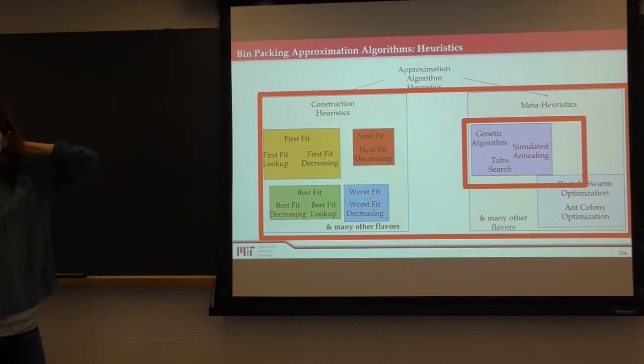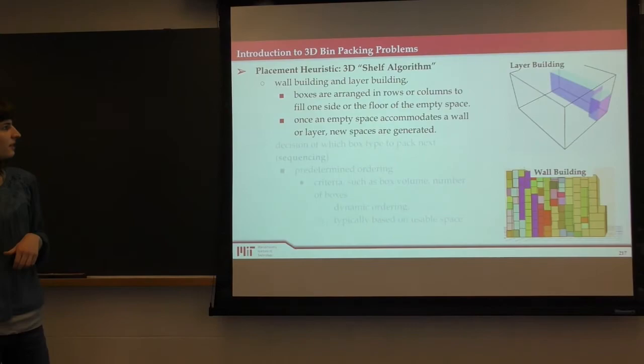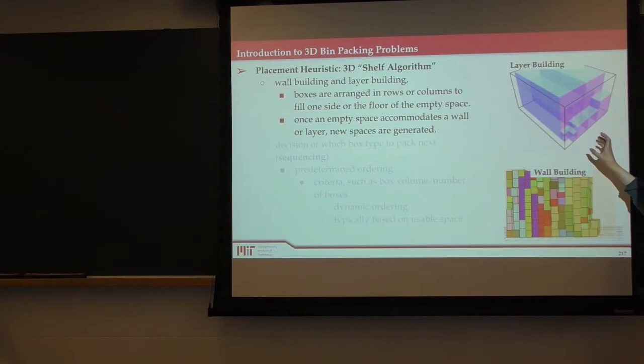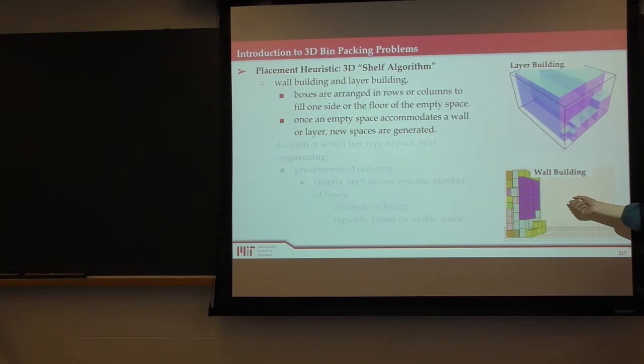But as a brief comment about the construction heuristics, you can think of these as often being an extension of the 2D types. Like there's the 3D analogies of the shelf, of the guillotine, etc. And as you can see here, this is an illustration of the wall building and layer building, which are the 3D analogies of the 2D shelf method. So here we're picking these rectangular planes and then putting objects on top of them, or trying to force them into these rectangular walls.